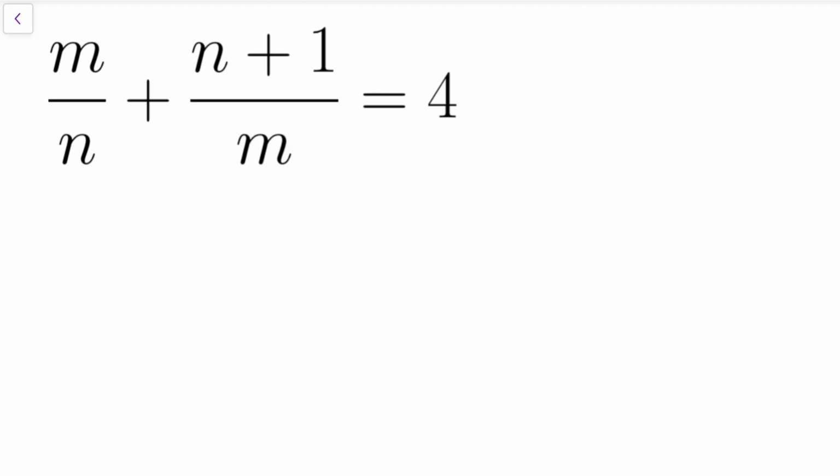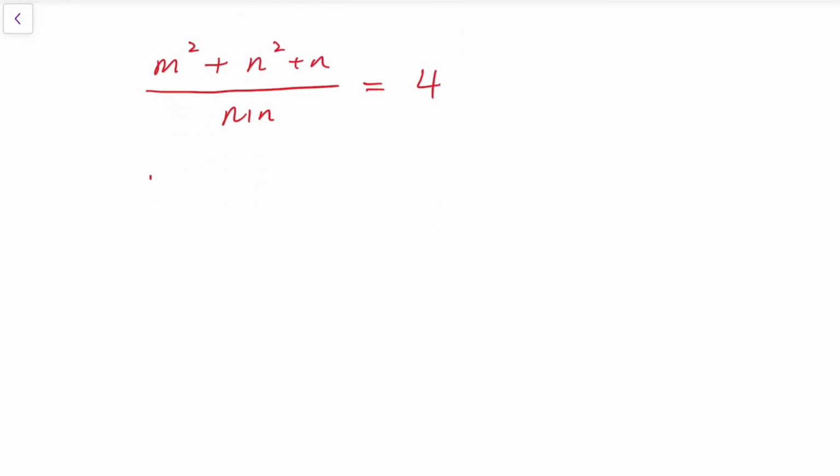To solve this equation, I'm going to take a common denominator on the left, which gives (m squared + m + 1) times n, which is n squared plus n, over mn, and that equals 4. So that means m squared plus n squared plus n equals 4mn.